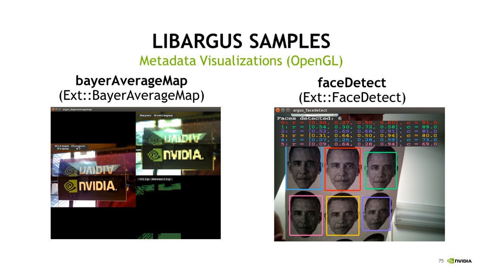The next couple samples use the OpenGL consumer to render visualizations of captured metadata. The first provides a visualization of the Bayer average map average and clipping statistics, while the second highlights faces detected using the face detection extension.